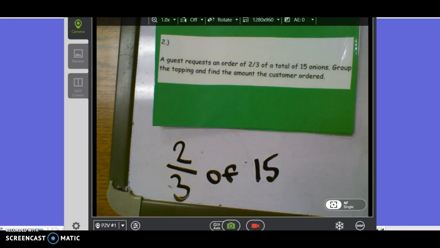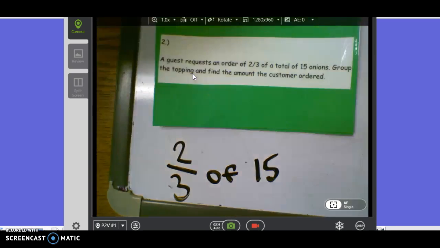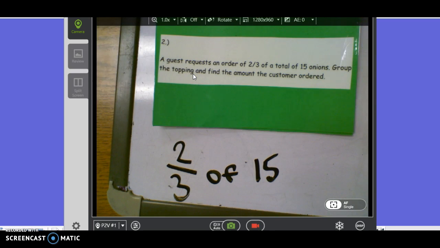Panza's Pizza Shop is filled with awkward orders, including this one. A group calls in and requests a pizza with onions, which typically comes with 15 total onions, which I will show you in just a bit. But this group doesn't want too many onions. They only want 2/3 of the total 15. So we need to group the toppings and find the amount that the customer ordered.